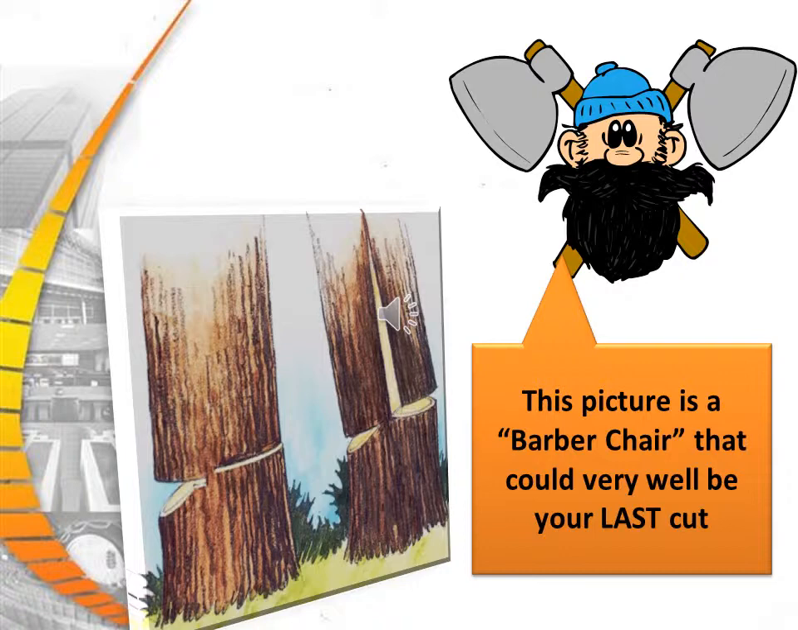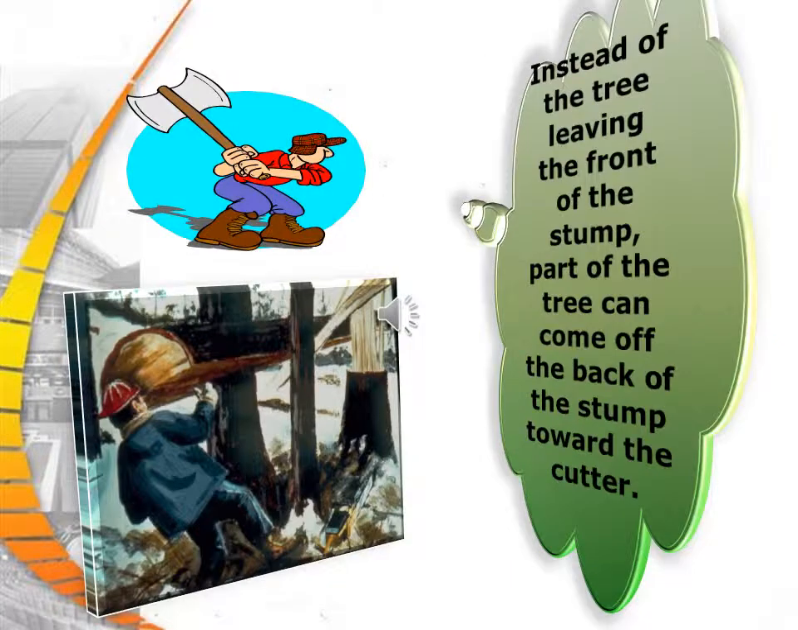This photo shows a barber chair, which could very well be your last cut. Instead of the tree leaving the front of the stump, part of the tree can come off the back of the stump towards the cutter.